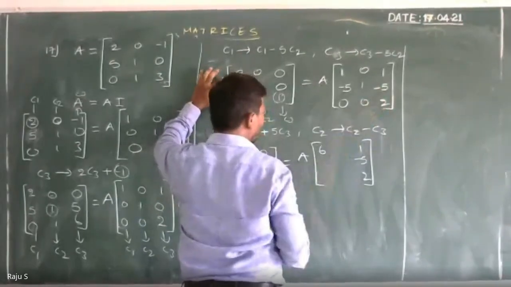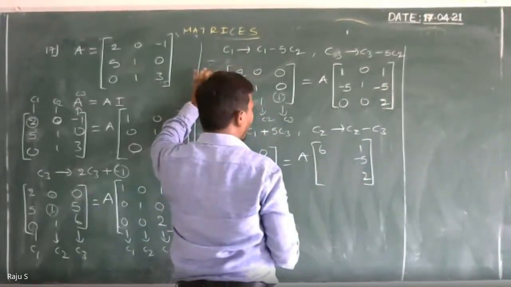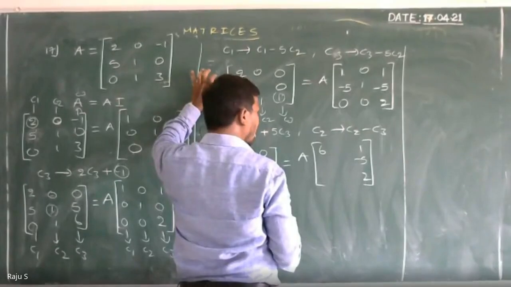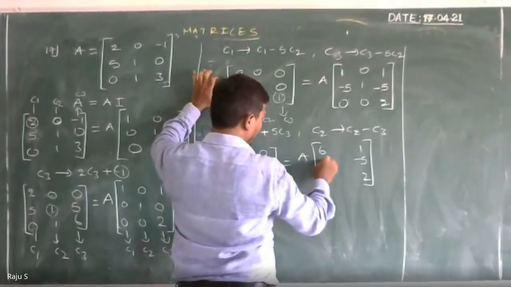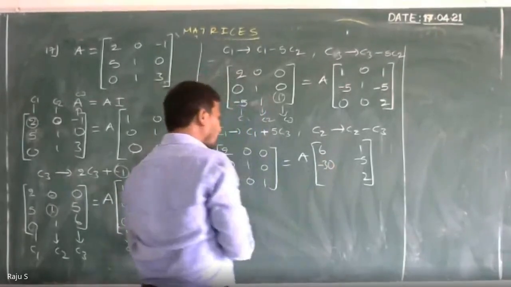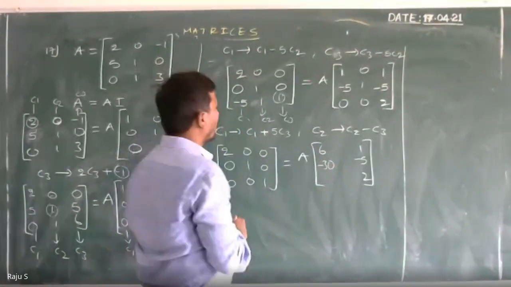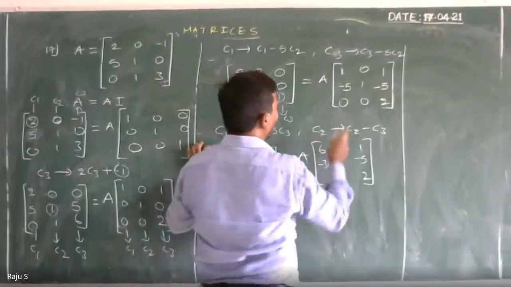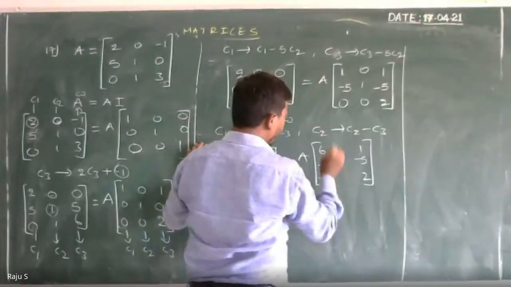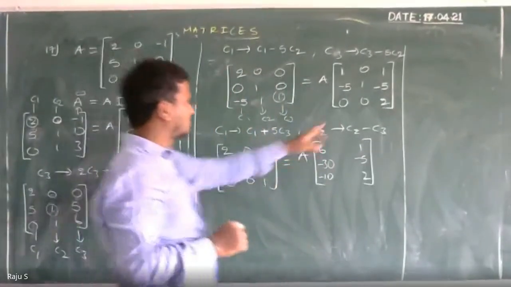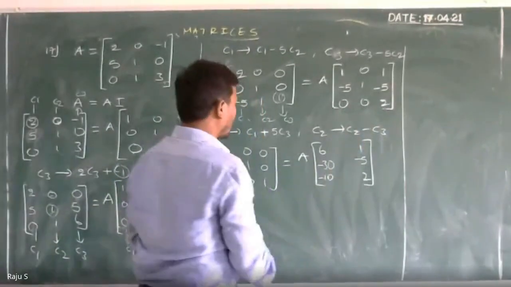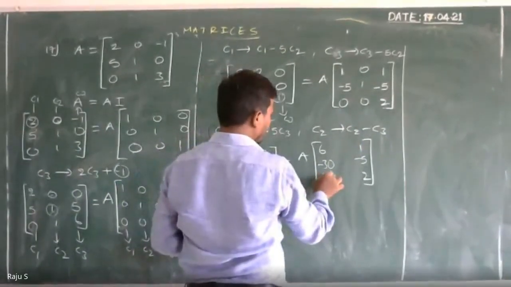C1 plus 5C3. Is it minus 30? Is it right? Yes, I got this. 5C3 minus 10. C1 minus 5C3. Sorry, plus.